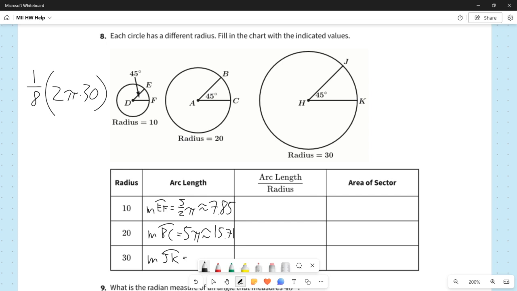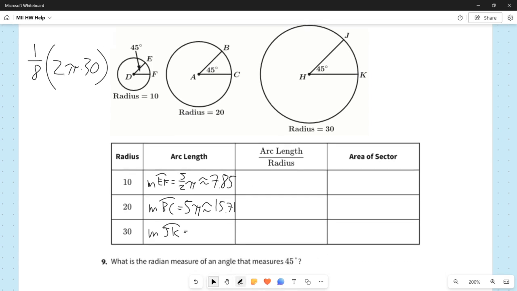And I'm not going to show all the arithmetic, but if you do 1/8 times 2 times 30, and you simplify that into a fraction, what you end up getting is 15 over 2, and of course we still have the pi in there. But that 15 over 2 comes from 1/8 times 2 times 30. And if we plug in for pi, we get approximately 23.56 as our arc length.